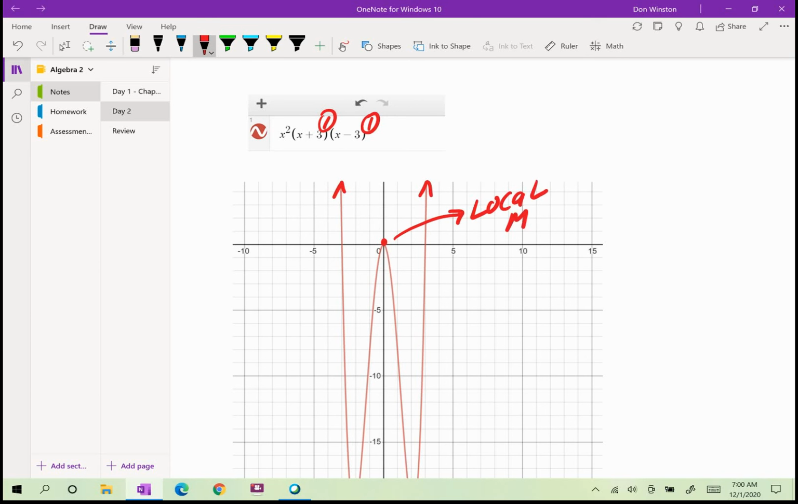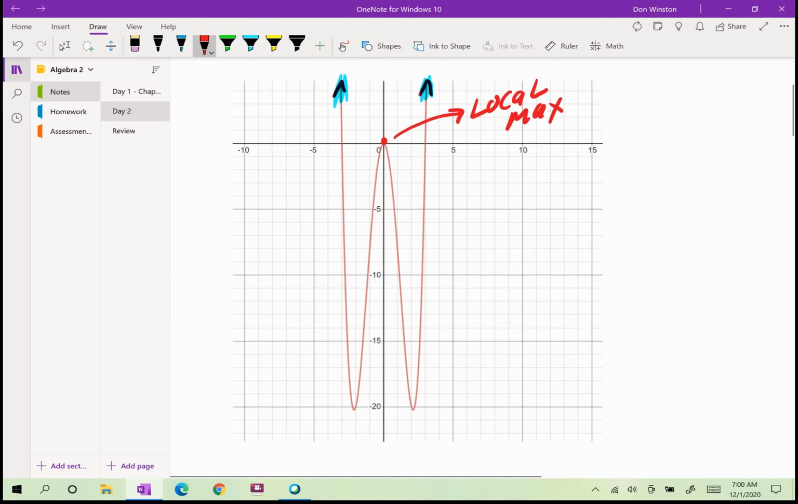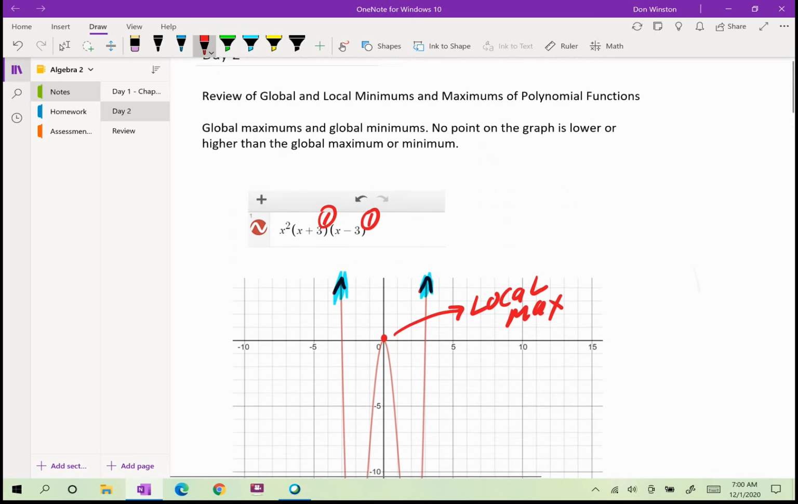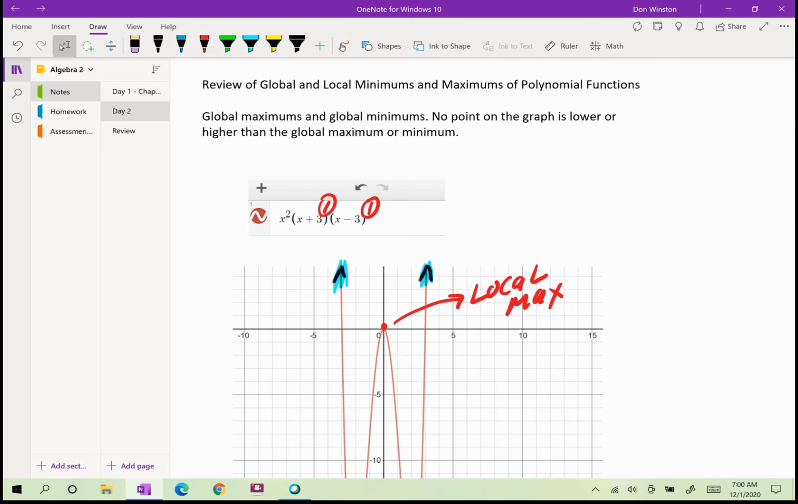It's a local max. And it's not a global max because there's a point on the graph that is higher than that local max. Again, that graph goes on forever that way. So that would be a local max. But down here, there's no point on this graph that is lower than that point. Okay, so we would call this a global minimum. Okay, so that will be a global. Again, what is a global max or global min? It's where no point on the graph is lower or higher than the global max or minimum.